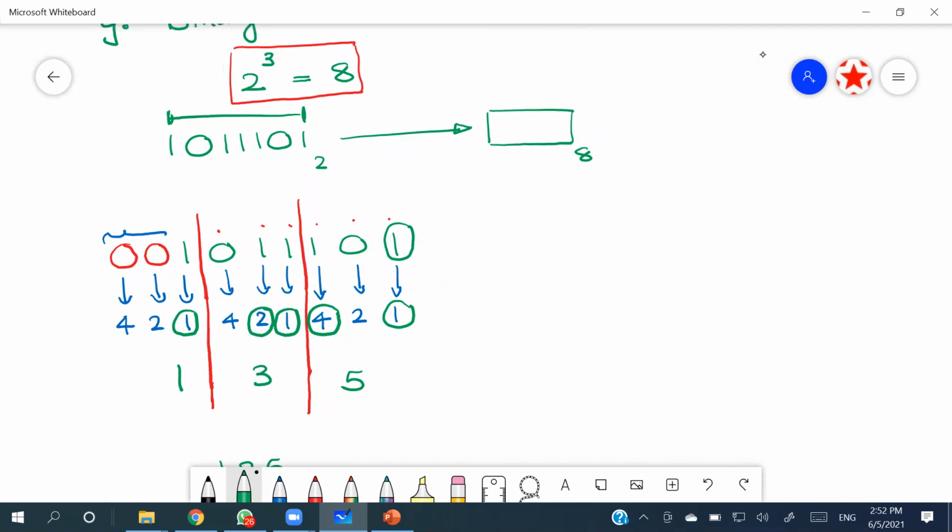Group and convert, yeah, it is the very same as the non-decimals to decimals.